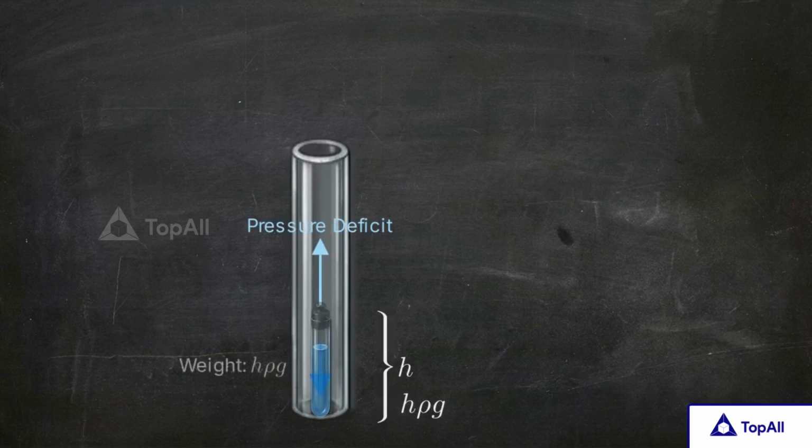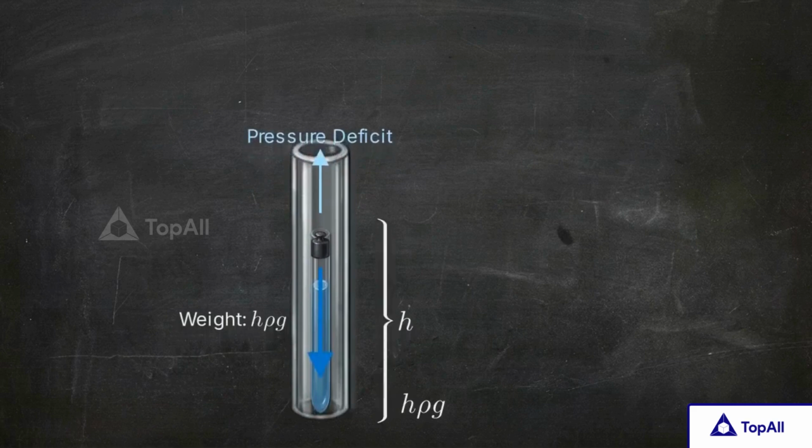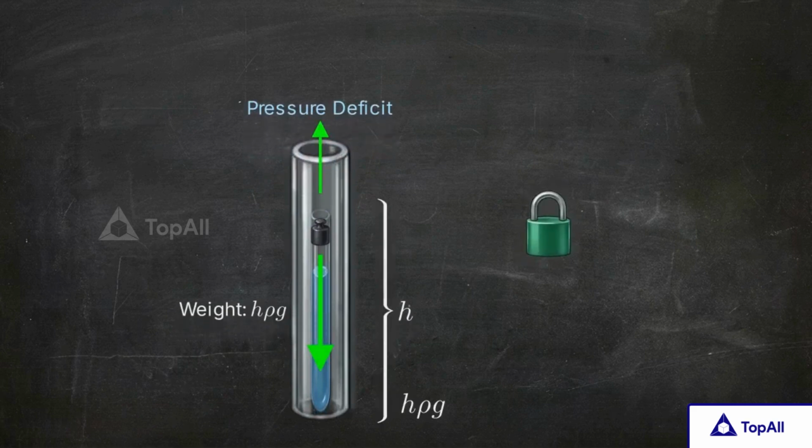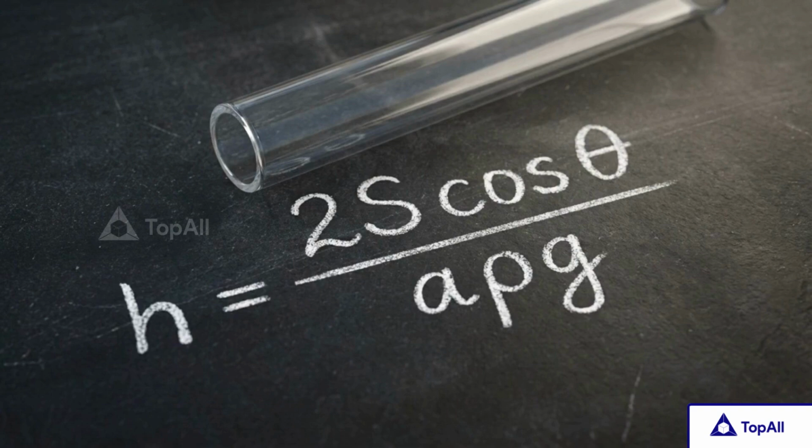The upward motion stops at the exact moment the weight of this new water column perfectly matches the pressure deficit created by the meniscus. A stationary column of water in a capillary tube is a physical record of two massive forces locked in a state of perfect equilibrium. This is the capillary rise equation for the exact point of equilibrium.